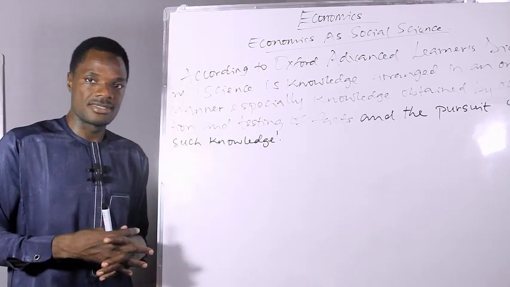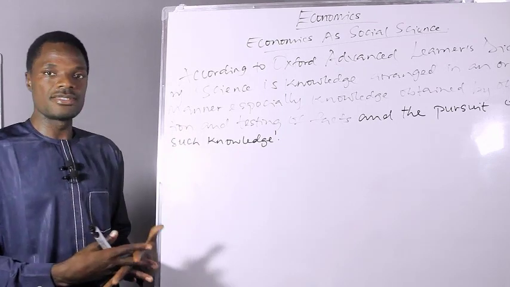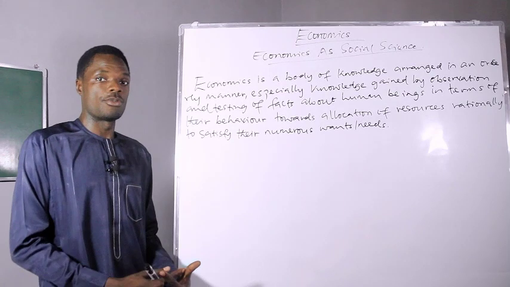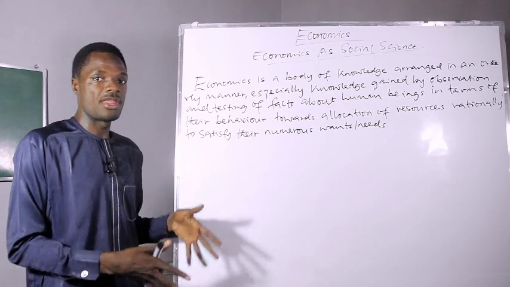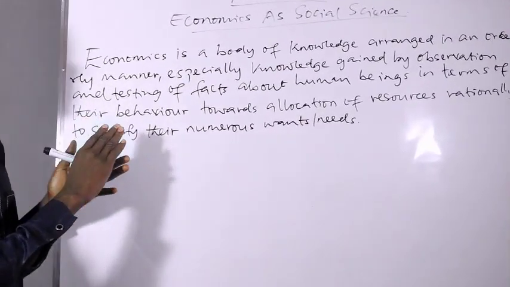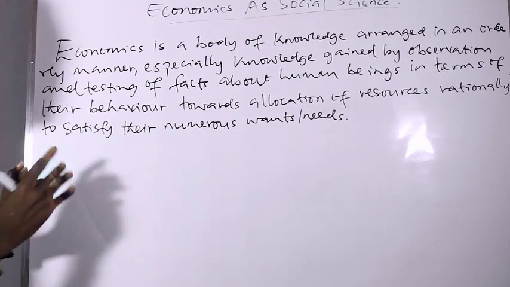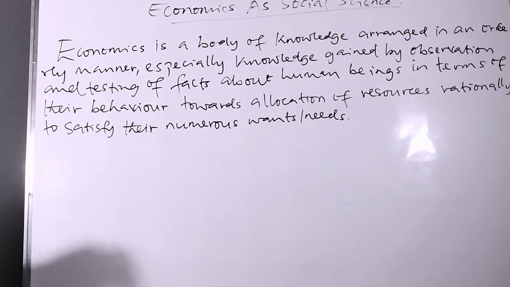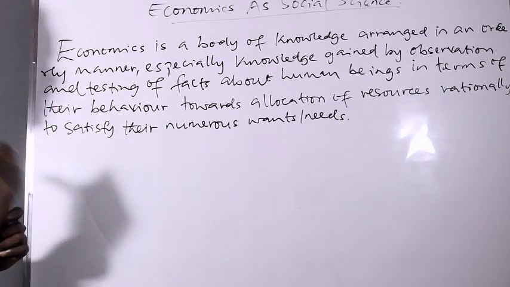Now, when we say this is science, how does it have to do with economics? Since we say economics is a science, let us try to prove and see whether it is a science or not. As we have seen the definition of science from the Oxford Dictionary, let us try to fit it with economics to see whether it possesses the qualities or attributes to be called a science. Now, economics is a body of knowledge arranged in an orderly manner, especially knowledge gained by observation and testing of facts about human beings. This is the main reason why economics is different from other science subjects, because it deals directly with human beings.